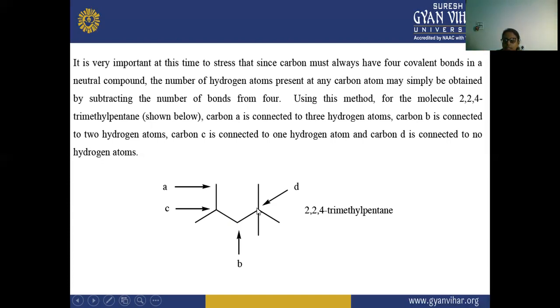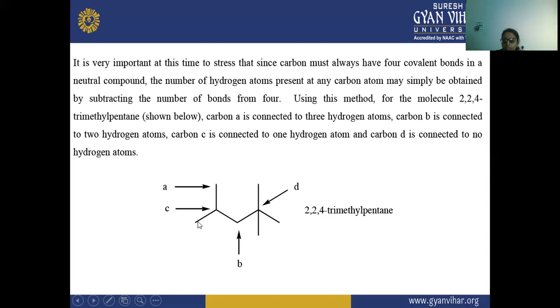And in this D, it is connected to 4 different carbon atoms, and that is why it is not connected to any hydrogen atom. So in the case of D, there is no hydrogen atom present in it. So that is why the name is 2,2,4-trimethylpentane.